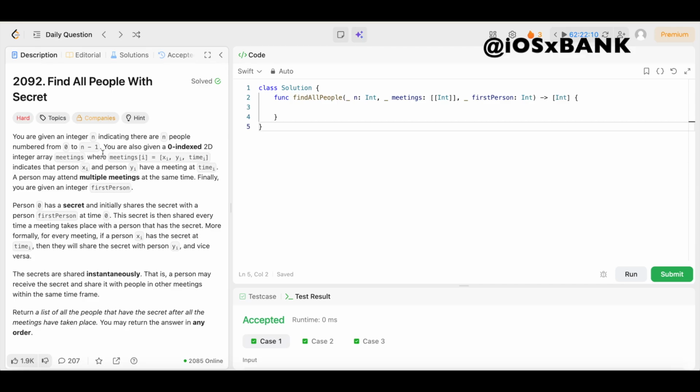And now that we understand the question, let's get into the fun part, the actual solution. The solution is not that difficult at all. So let's get into it. First thing we're going to do is create an adjacency list where meetings map of i contains all meetings involving person i. So we're going to declare a variable, call it meetingMap.